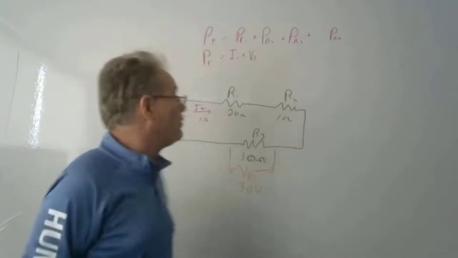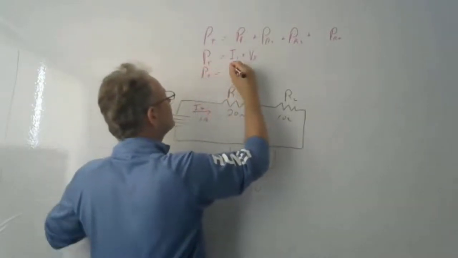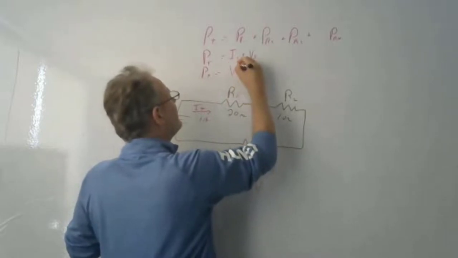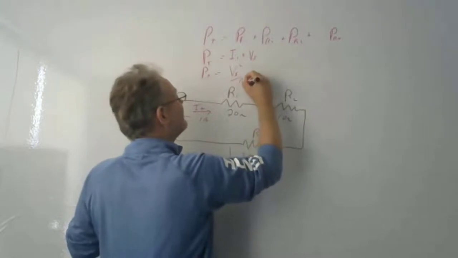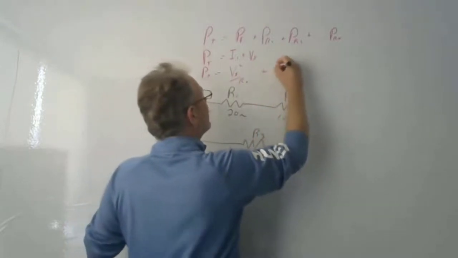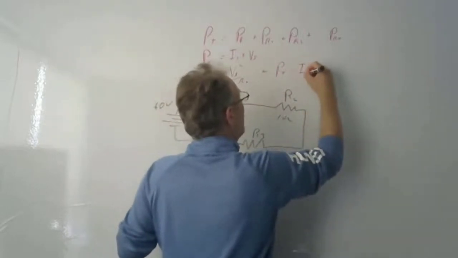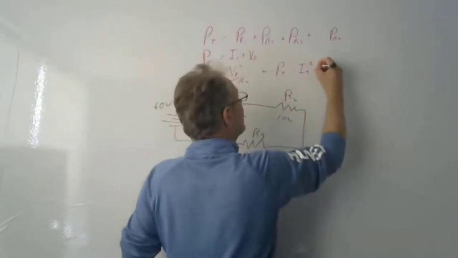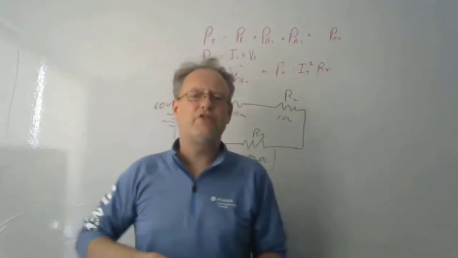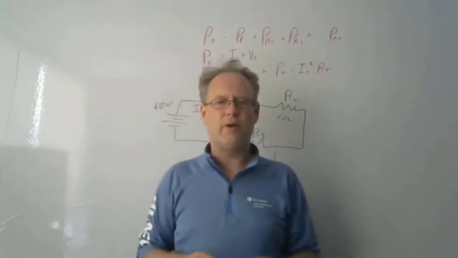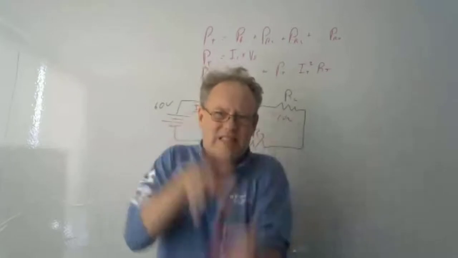Now, if we really wanted to, we could get a little bit more funky. We could say PT equals VS squared divided by RT, or we could say PT equals IT squared RT. Again, it's important to use your subscripts. It's absolutely important that whenever you use your subscripts, you talk about whatever it is that you're studying.